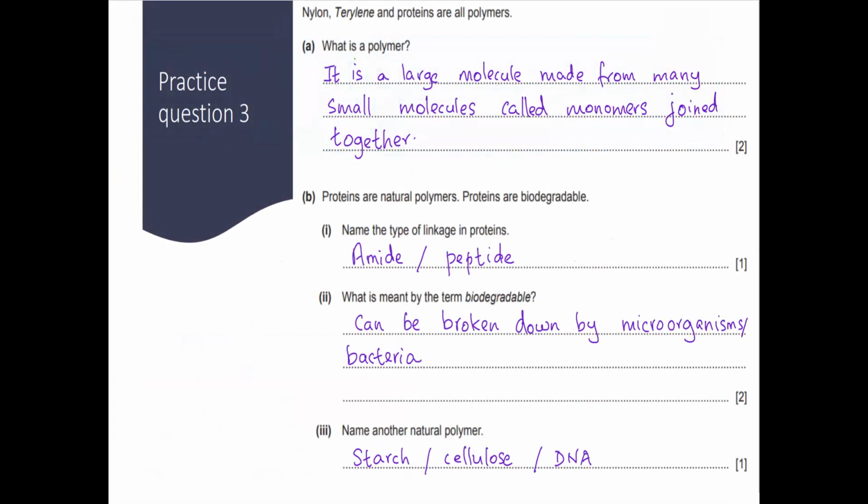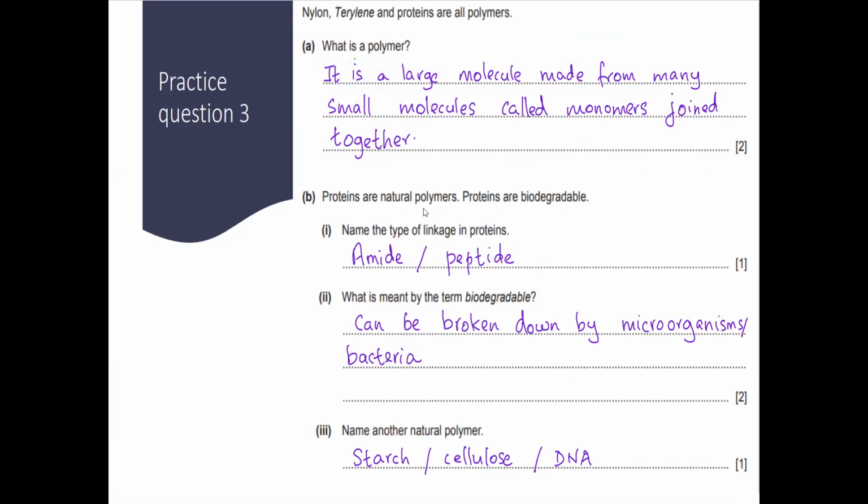It's time for the next question. Now, nylon, terylene, and proteins are all polymers. What is a polymer? A polymer is a large molecule made from many small molecules called monomers joined together. The number of marks is 2. So you need to answer according to the marks that are given.